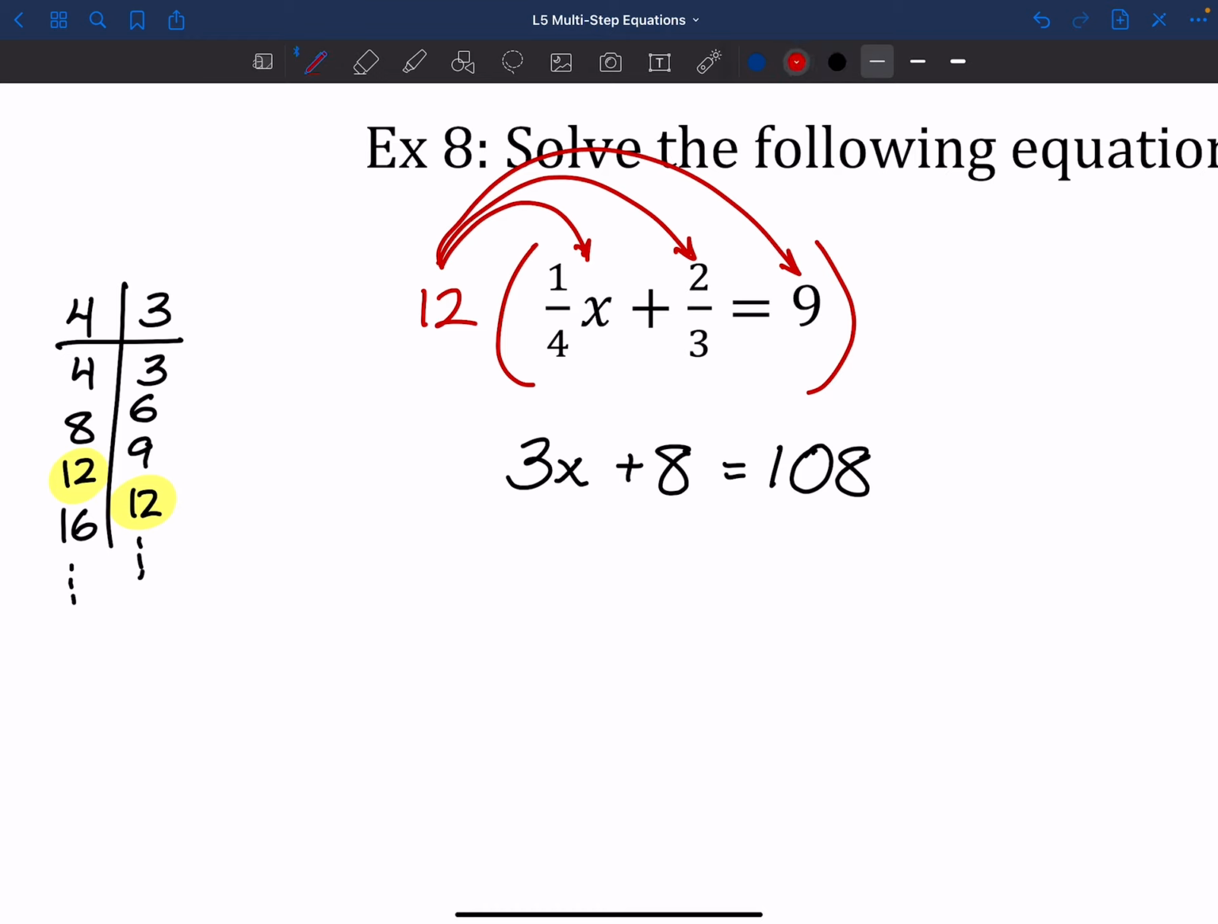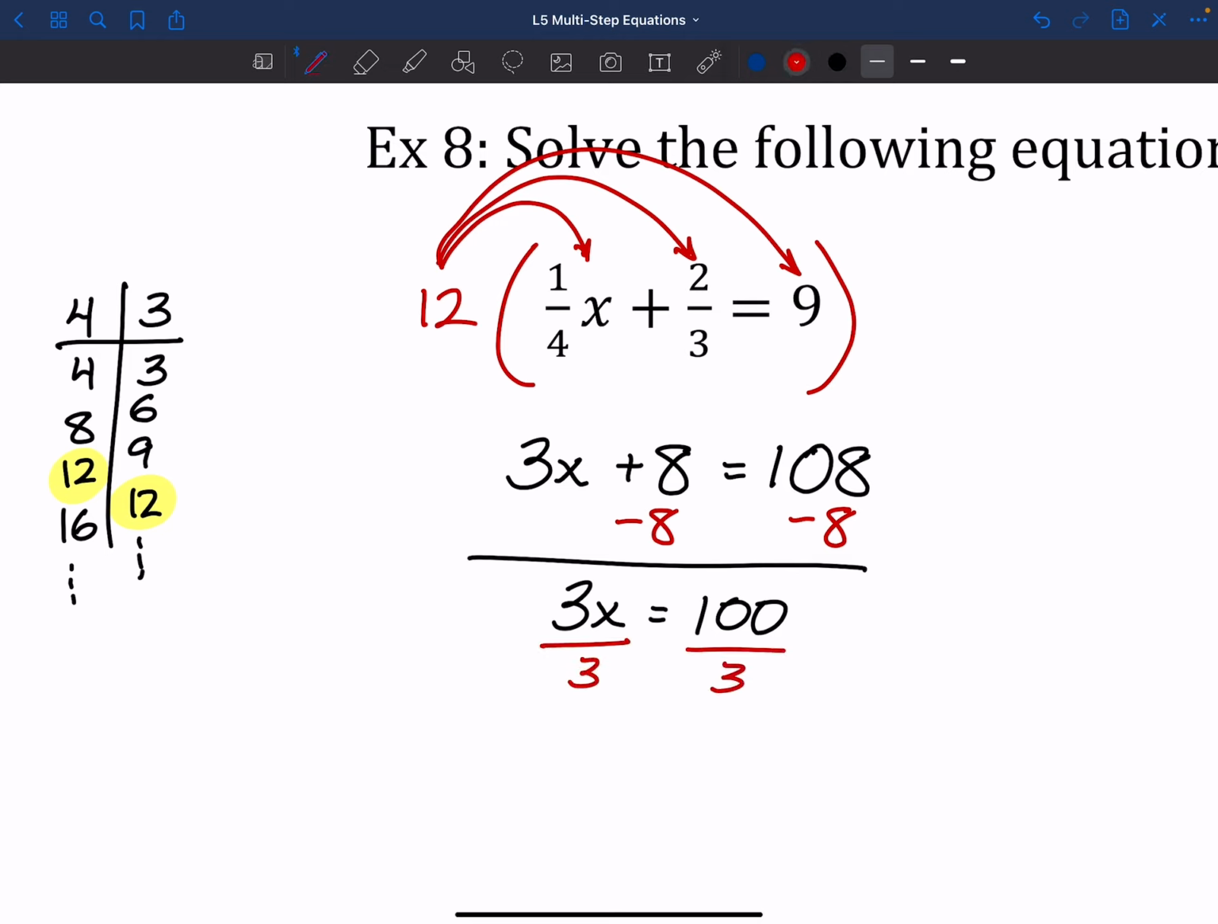After that, it's a two-step equation. I'm going to move that 8 on over by subtracting it from both sides. I'm going to get that 3x is equal to 100. I'm going to divide both sides by 3. And x is going to be 33 and a third, or 33.3 repeating if you want to do it that way. Either way is fine.